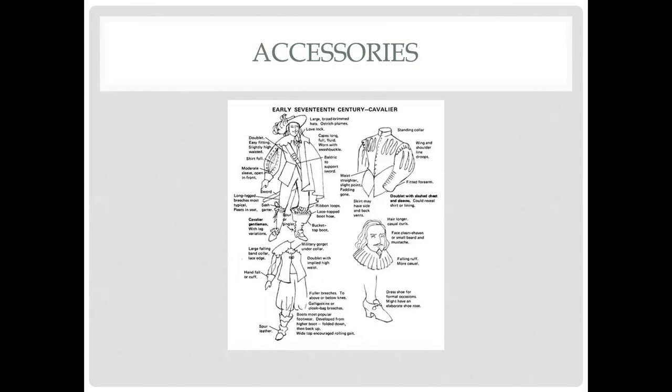For example, doublets. Here is an example of a Cavalier early 17th century period doublet. That doublet could probably be used in an Elizabethan play also. Now, if you're being historically accurate, they could not. But if you're being historically general, the accessories that you add to the costume are going to tell us something specific about the time period.